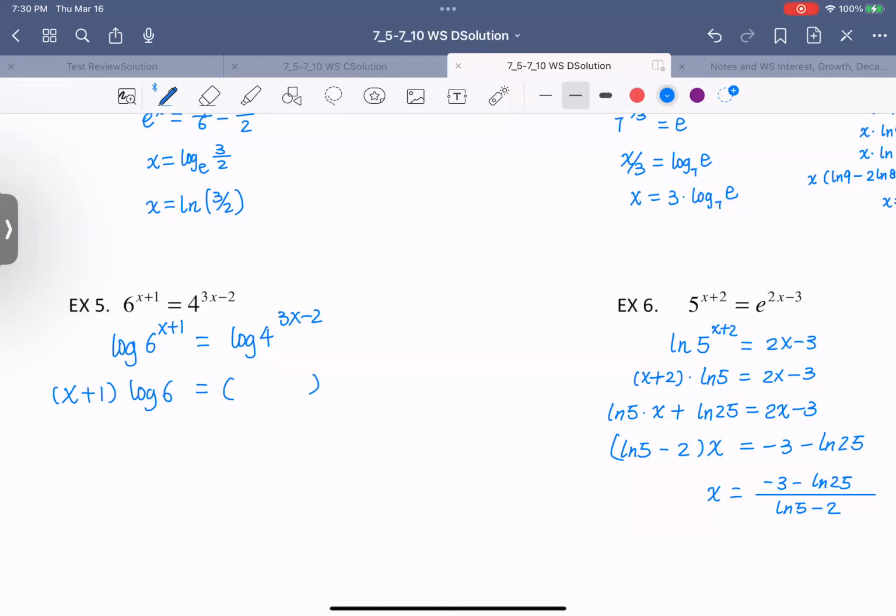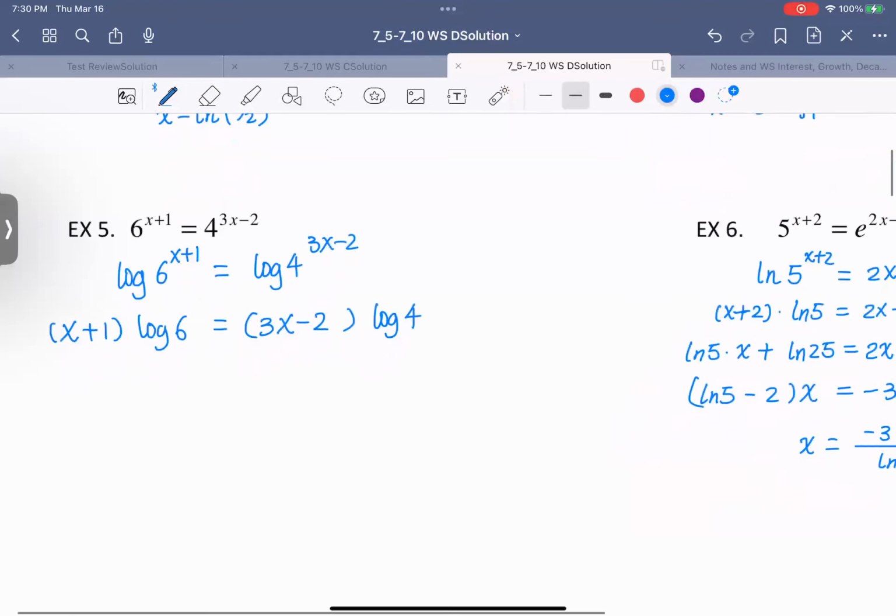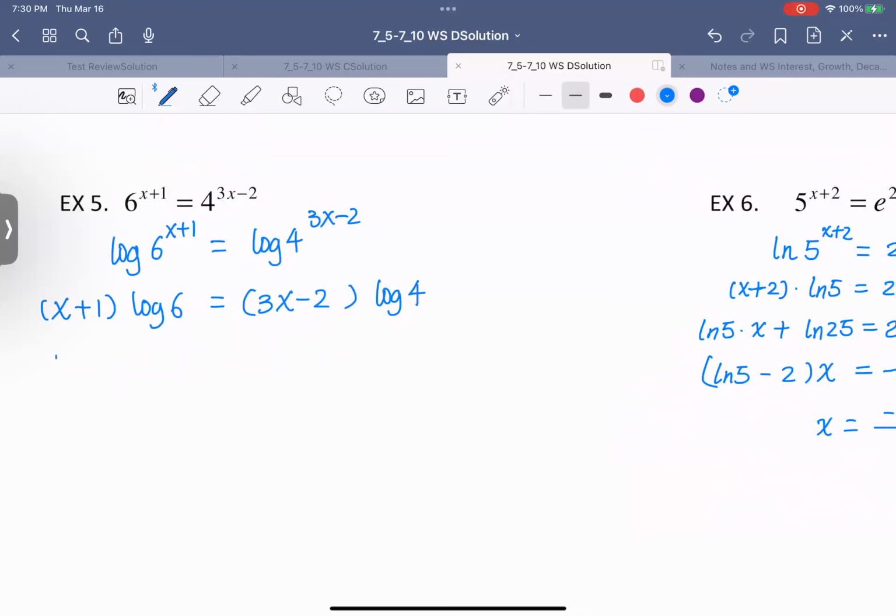And then who is this? 3x minus 2 times log 4. Good. And then let's do this. Go ahead. Log 6 times x, and then plus log 6 equals 3 log 4x minus 2 log 4. Good.